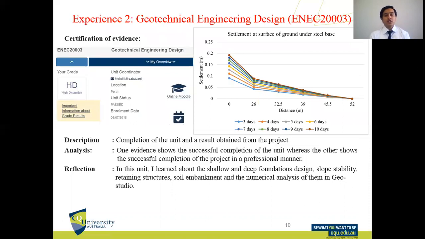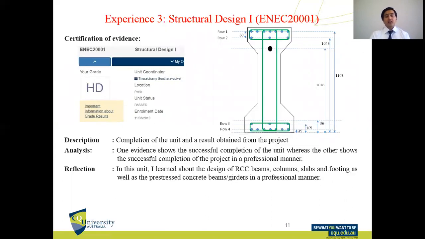In geotechnical engineering design, I learned about shallow and deep foundation design, stability of slope, soil embankment, retaining structure, and the modeling of them using GeoStudio. In structural design 1, I learned about RCC beams, slab, column, and footing, and then pre-stressed concrete beam design in a professional way.